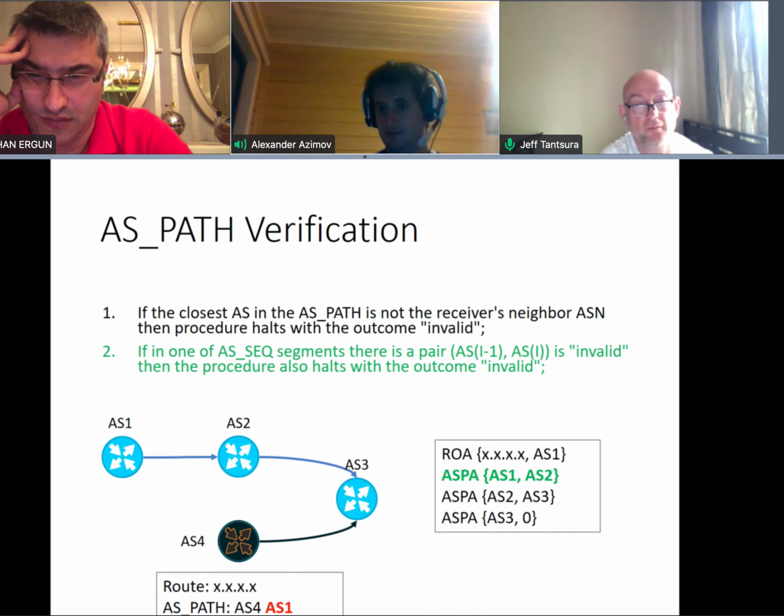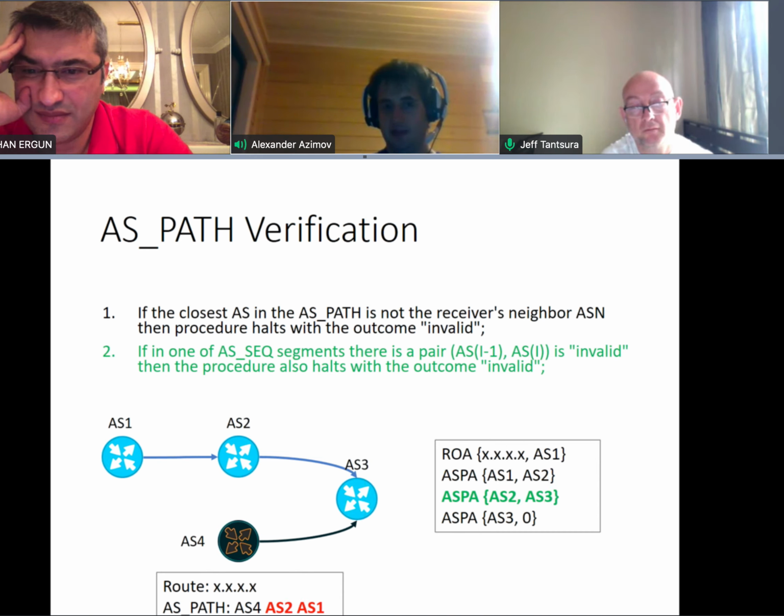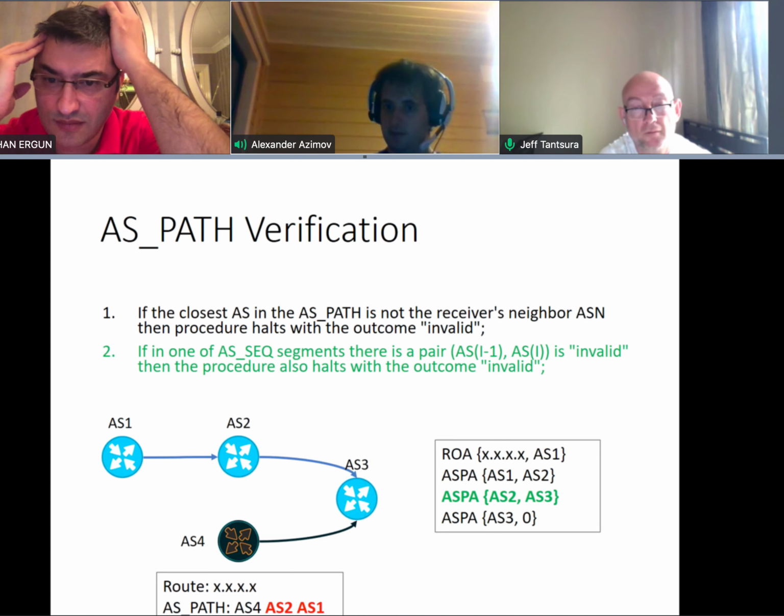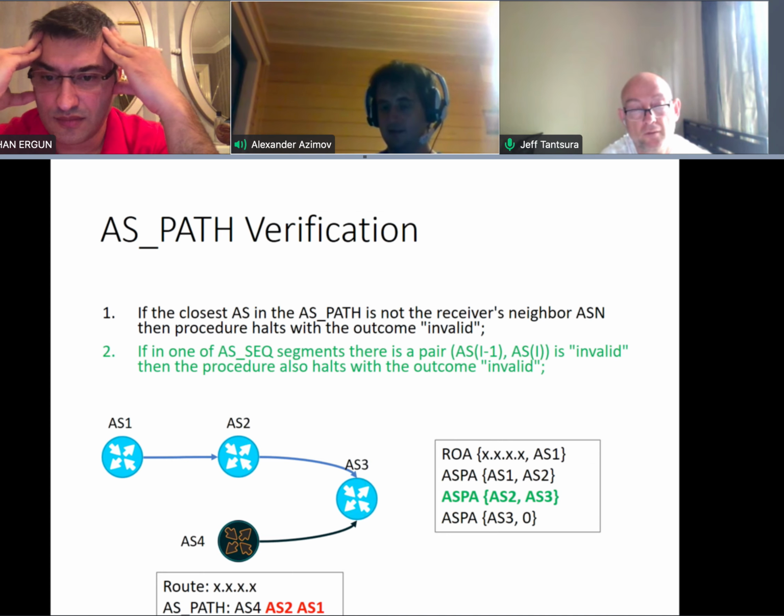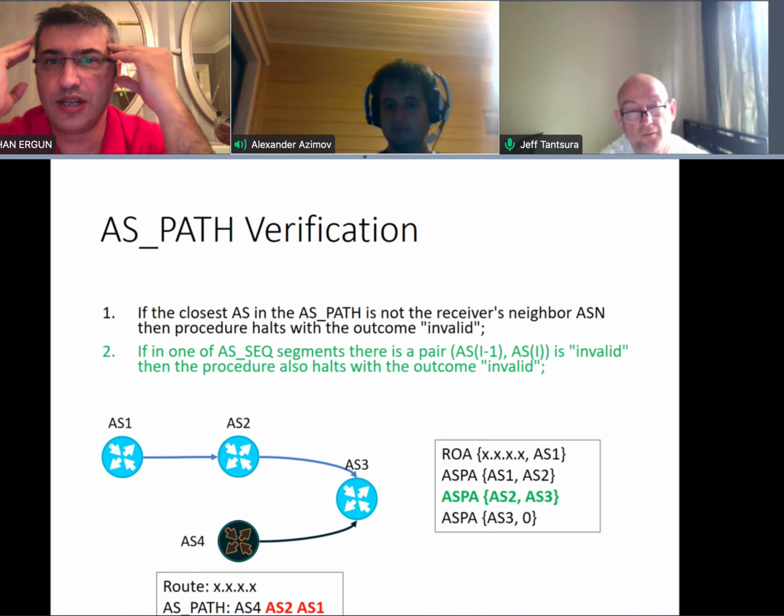AS4 will still try to find a way to bypass the filters. Its visibility is at the level of AS3, and so it will add two autonomous systems in the path, AS1 and AS2. The AS1, AS2 pair is valid, but the pair AS2, AS4 is invalid, because now AS2 was listing only AS3, and again, AS3 is able to say that this path is invalid and reject such an announcement.